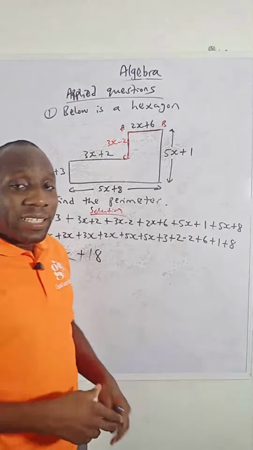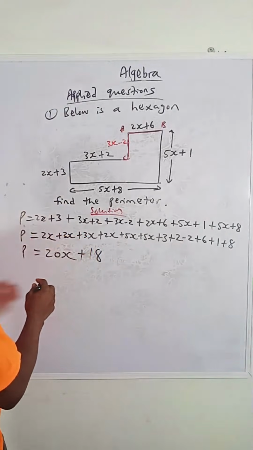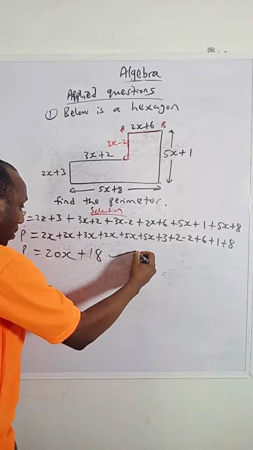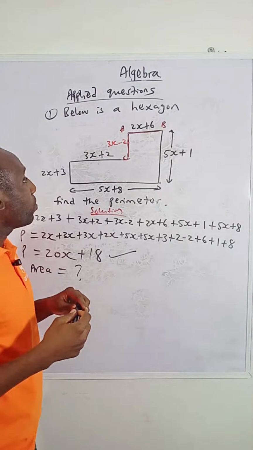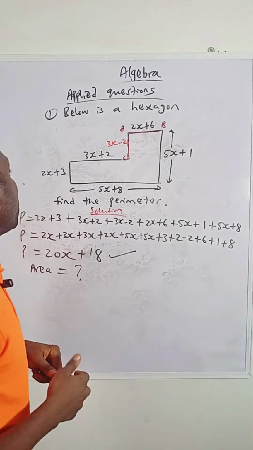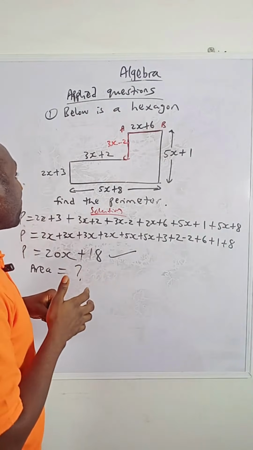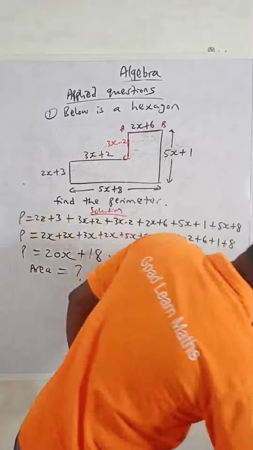Now, you know what? Let's take it a step further. I want us to find the area. We have gotten the perimeter. This is the perimeter. Let's get the area. Who can tell us how we're going to get the area? What are we supposed to do? Who can tell me? How do we get the area?